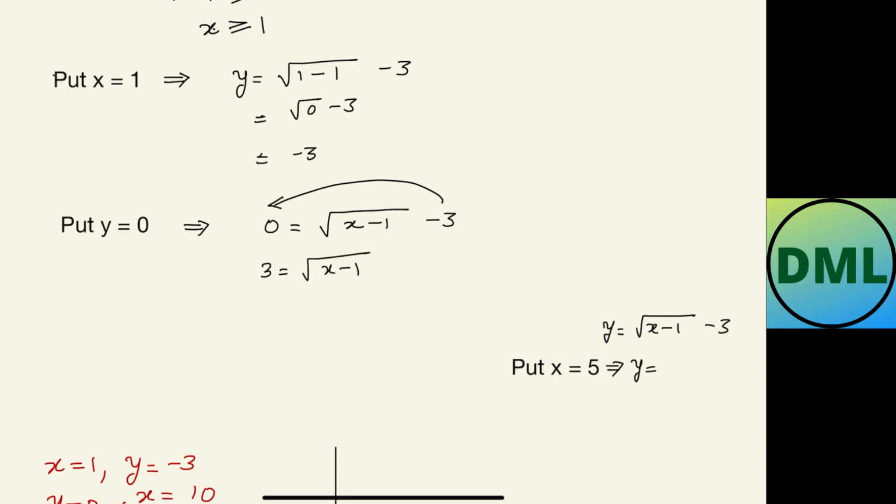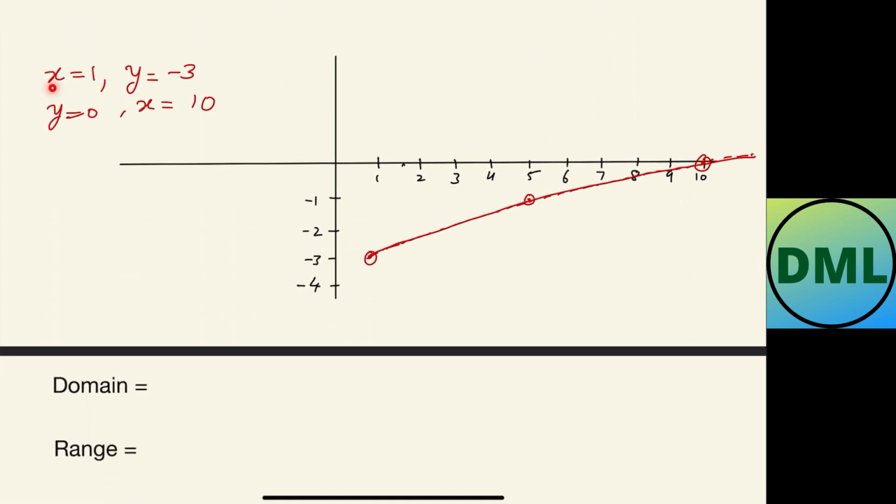To eliminate the root, I'll take the square on both sides. This will be 3 squared and root of x minus 1, the whole squared. Left side, 3 squared is 9. Right side, root and square will get cancelled and your answer will be x minus 1. Move this minus 1 to the left hand side, your x value will be 9 plus 1, which is equal to 10. If I plot all my values here, when x is equal to 1, y is equal to minus 3, and when y is equal to 0, x is equal to 10.